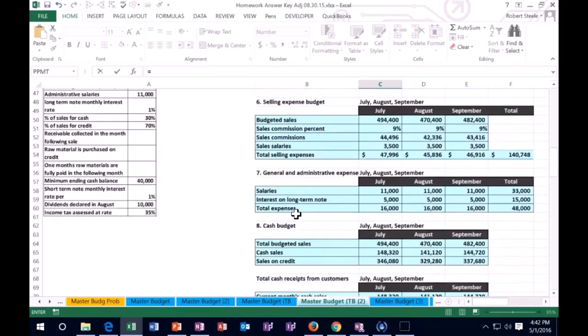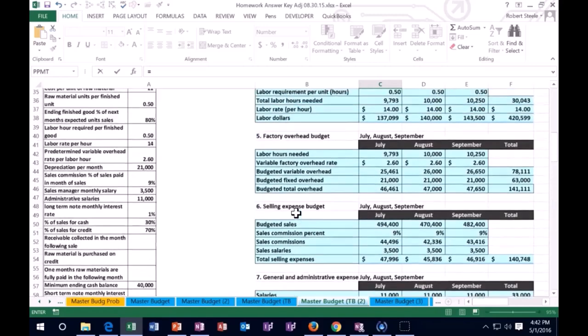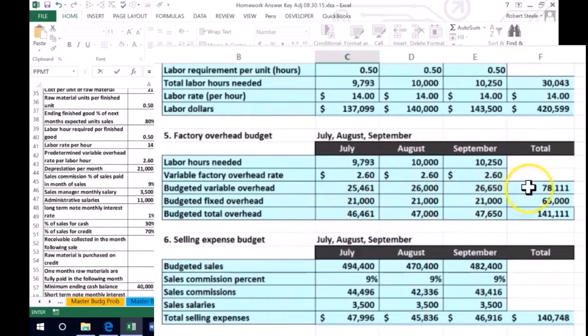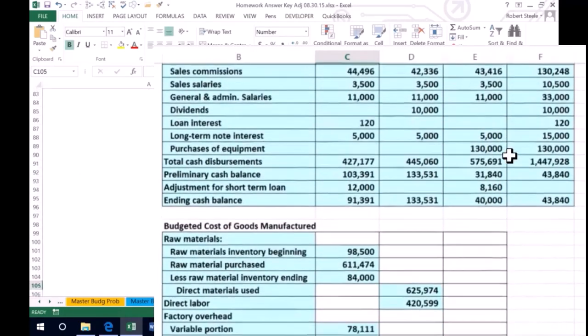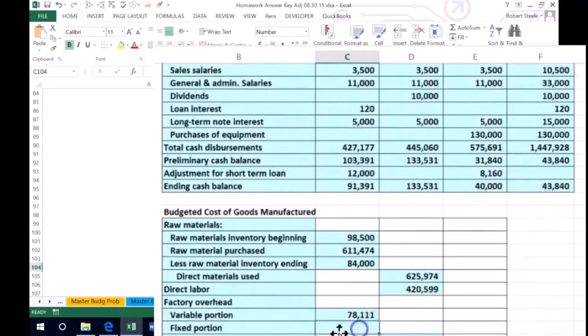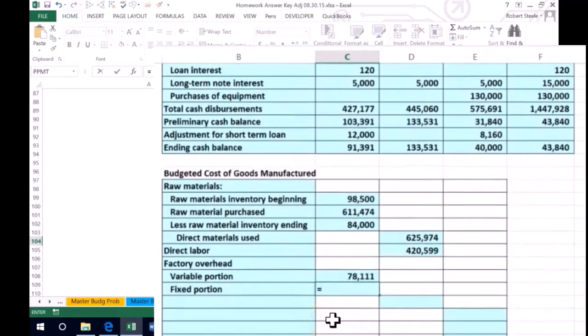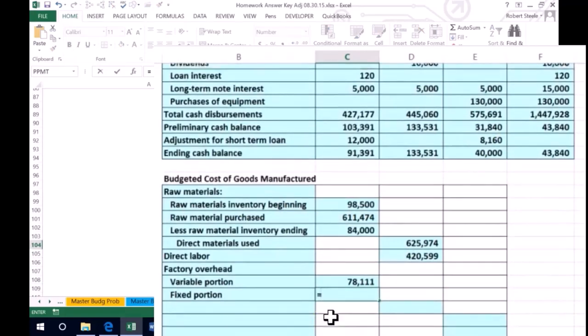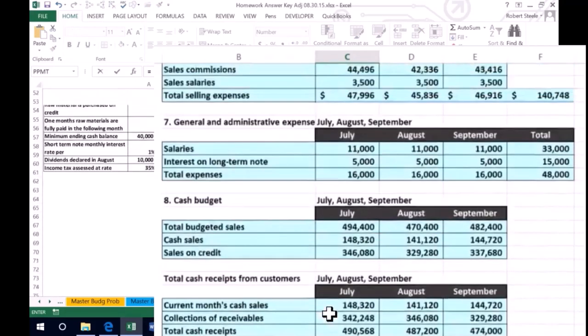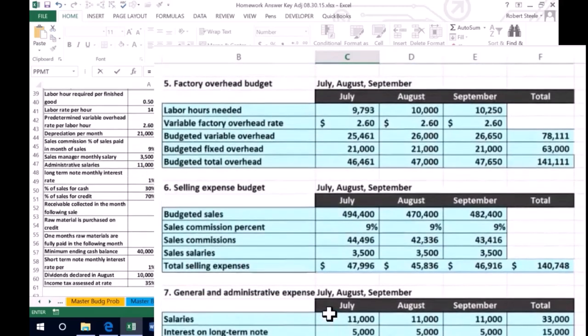So let's go up to the overhead budget. So here's our overhead. Here's the variable portion. We're going to pick up that 78,000, and that's going to go into the inventory. The overhead that we couldn't put into a bucket is going to go into the inventory. Then we're going to have the fixed portion. That was, remember, the depreciation. So we're going to go up to the overhead, the fixed portion, 63,000, and that is that.